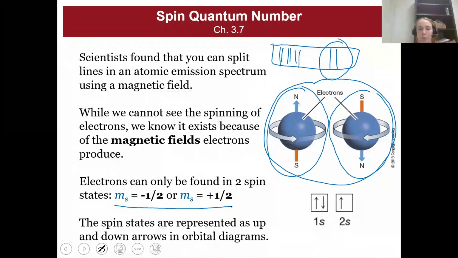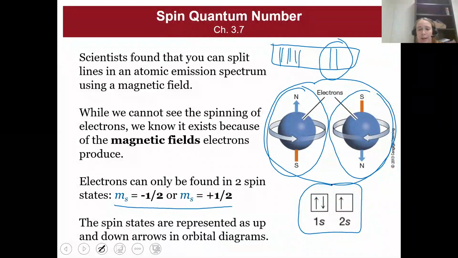That's the only rule. And these spin states are represented as up or down arrows in orbital diagrams. So this is something called an orbital diagram, which we'll see a lot more in chapter 4. And the electrons are represented as arrows, and the spin state is the direction of the arrow. So this is an electron with an up spin, and this is an electron with a down spin. This is an electron by itself with an up spin.